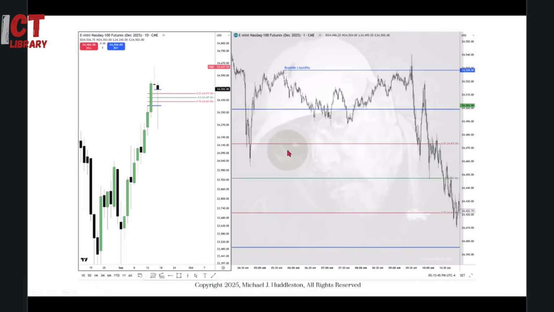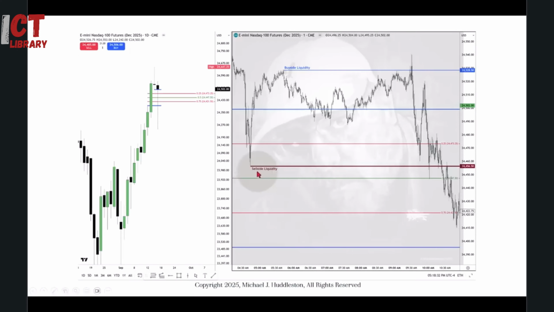All right, so we grade it. So the lower quadrant, consequent encroachment, midpoint, upper quadrant, and then the levels itself. That being, here's the high of the daily BISI, upper quadrant, consequent encroachment, midpoint, lower quadrant, and then the low.